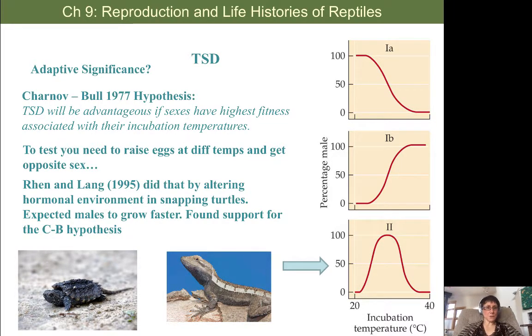And similar to the Wren and Lang study, they also found that there was a selective advantage to the incubation temperature at which you were raised. So far, there seems to be support for the Charnov-Bull hypothesis.